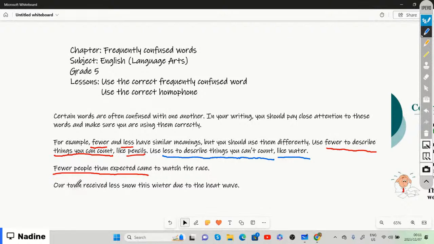An example of that is: our town received less snow this winter due to the heat wave. Can you count snow? No. And that is why we use the word less. If you compare last year's winter to this winter and the amount of snow the town got, we can say there is less snow this winter than last winter, due to the heat wave.